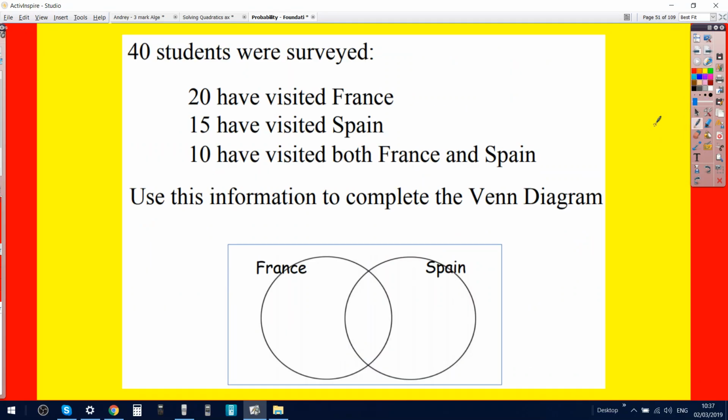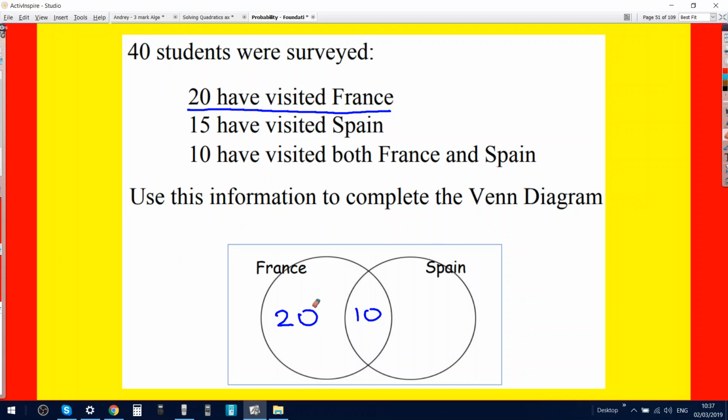This one. So the 20 would be in the left part. 10 would be in the middle. So how many go to France altogether? 30. They said 20 went to France. So 20, so 30 in the left centre. Well, then it's 40 went to France. Would it be 10? Yeah. And would the next one be 5?